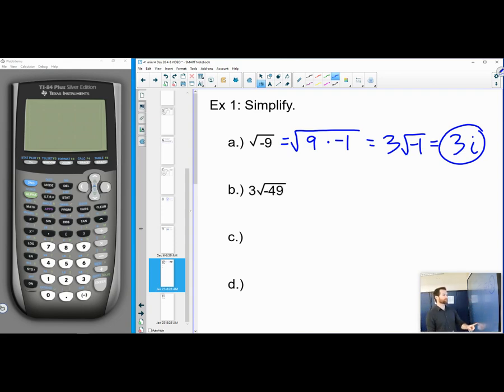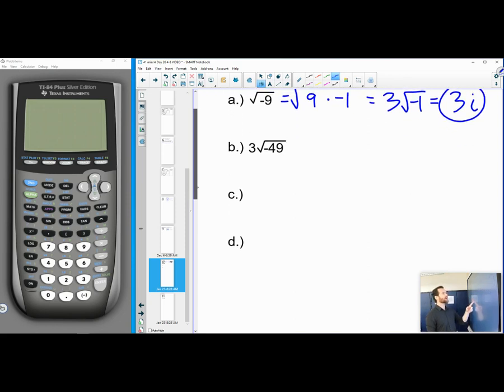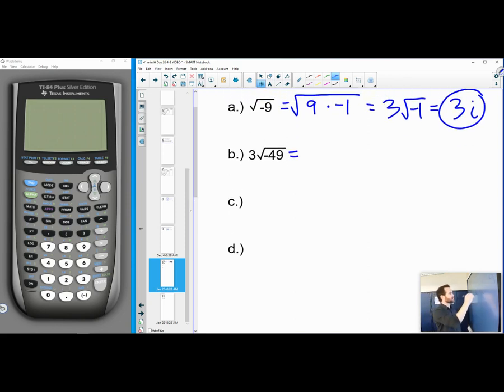Let's take a look at B. We've got 3 times the square root of negative 49. Well, this 3 is okay. I'm not going to do anything with that. And we see a square root of a negative, which means we've got some work to do in that square root. How can we rewrite the negative 49? Well, 49 is already a perfect square, so we can just make this 49 times negative 1. And then, again, we just carry the 3 over.